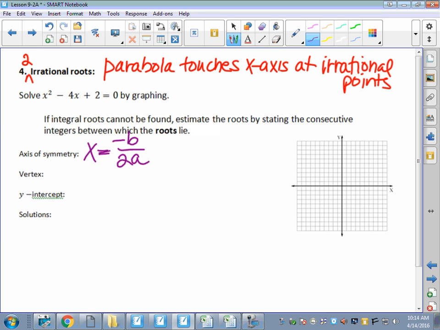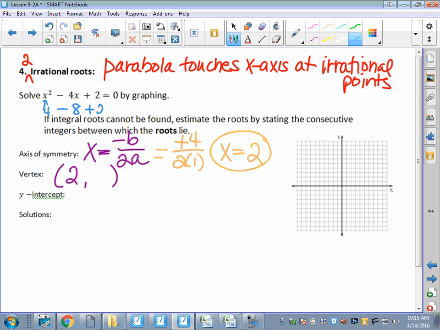So for this one, when I go to set that up, I'm going to say that's equal to a positive 4 over 2 times 1. So I'm going to say my axis of symmetry is x equals 2. My vertex I know is going to be at 2 something. I'm going to plug that 2 in. So 2 squared is 4 minus 8 plus 2.